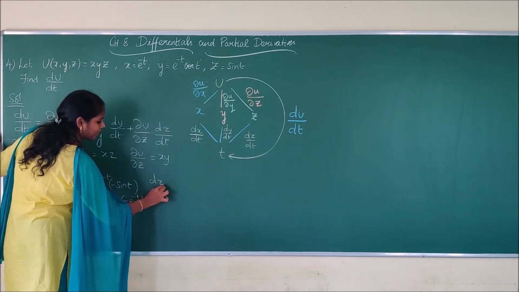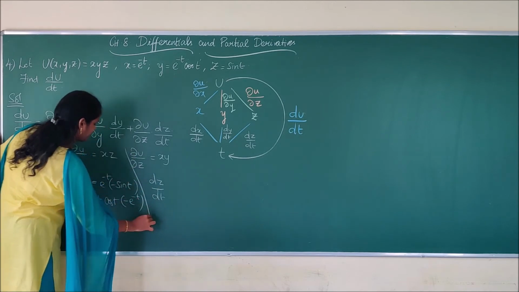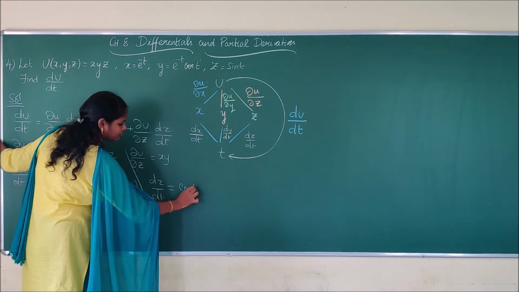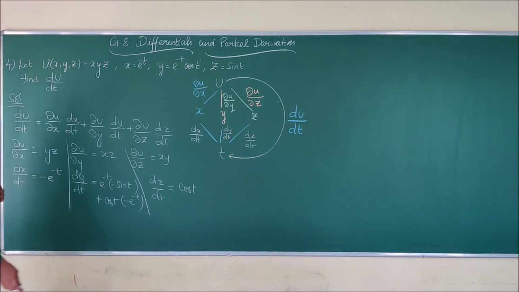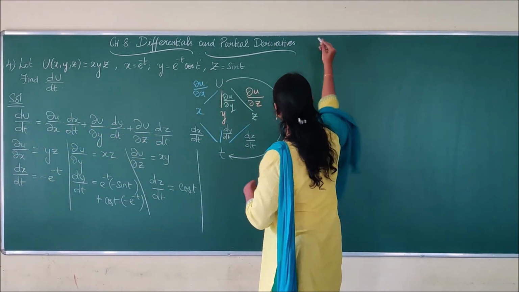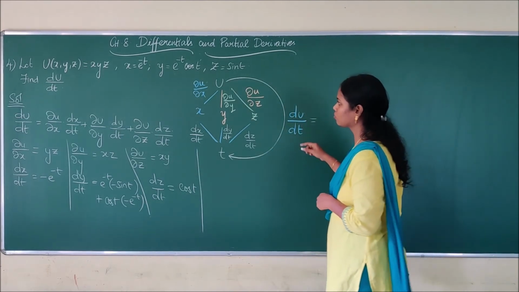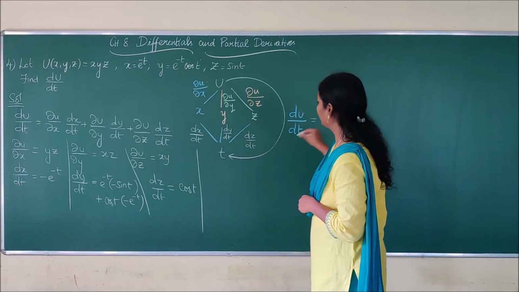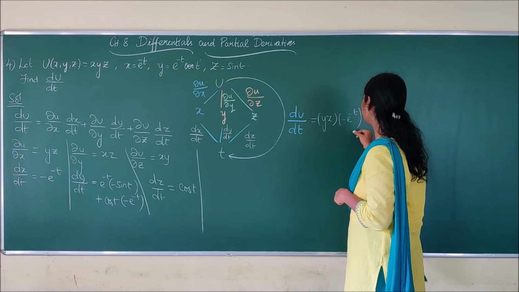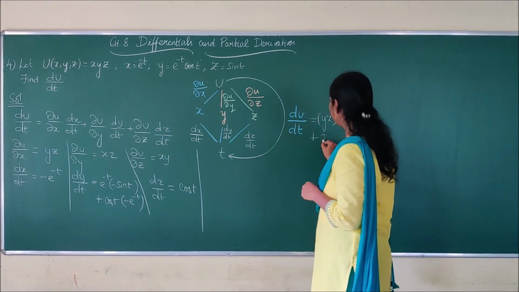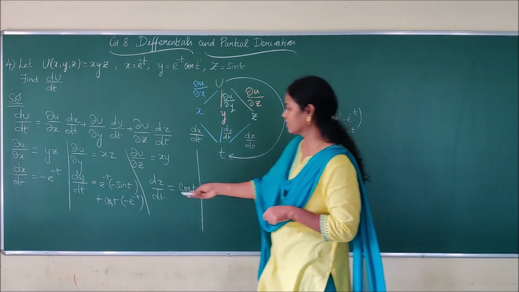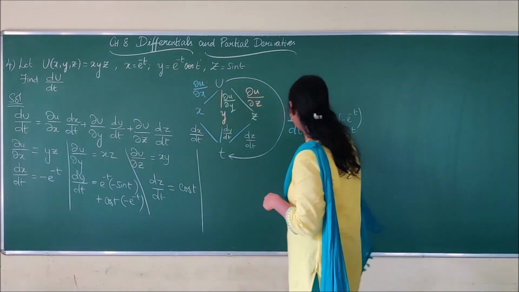Next is dz by dt. I have sin t there; if I differentiate it with respect to t, I will be getting cos t. So we are going to substitute this in our formula. du by dt is equal to, first I have yz into minus e power minus t, plus xz into minus e power minus t. I have minus here and here also, so I can take minus in common.